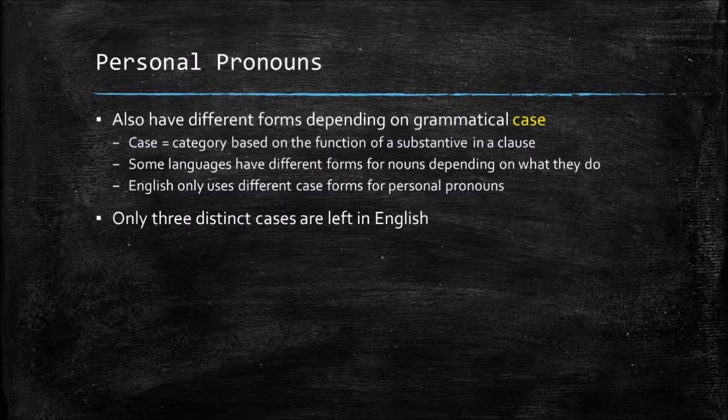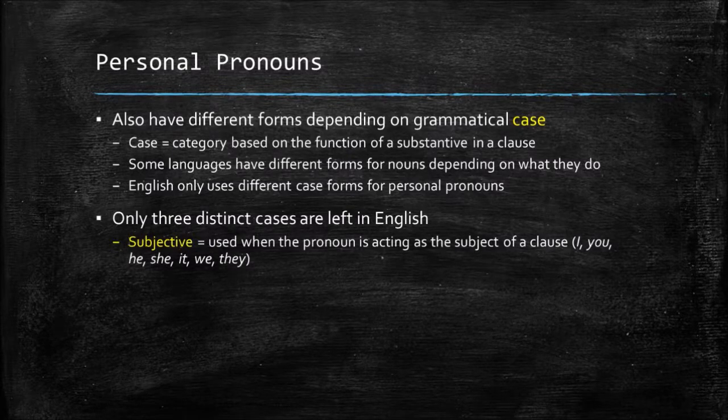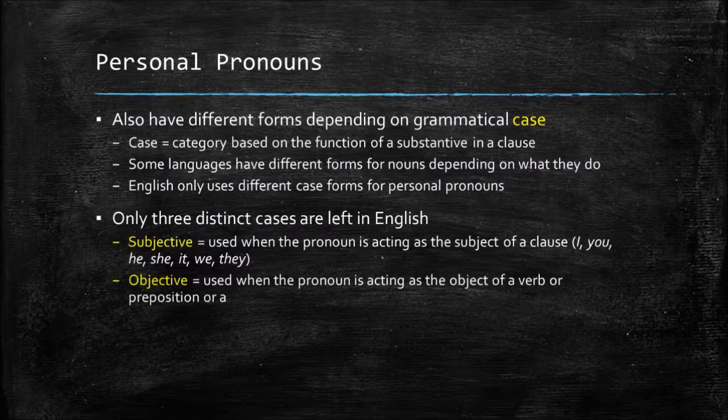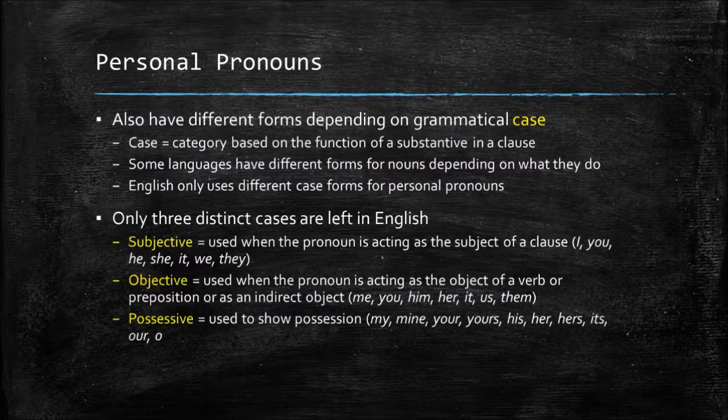There are only 3 distinct cases left in English: the subjective case, which is used when the pronoun is acting as the subject of a clause, as in I, you, he, she, it, we, they. The objective case, which is used when the pronoun is acting as the object of a verb or as the object of a preposition or as an indirect object. That's me, you, him, her, it, us, and them. And finally, the possessive case, which is used to show possession. My, mine, your, yours, his, her, hers, its, our, ours, their, theirs.